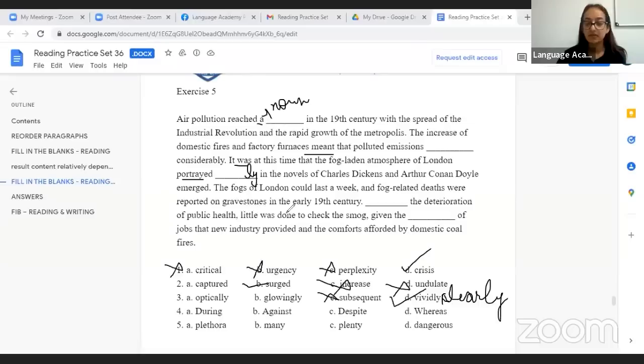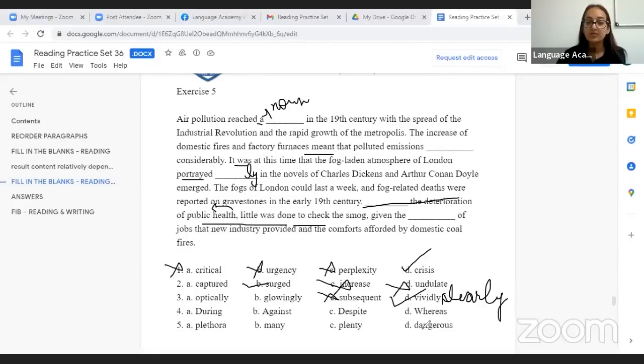Then they say the fogs of London could last a week, and fog-related deaths were reported on gravestones in the early 19th century. Dash the deterioration of public health. Little was done to check the smog. So there are two parts in this sentence with a comma in between. The first part is saying that deterioration of public health means public health was not good. Even then, little was done to check. Still, they did not take any action. So contrasting statements. When we have contrast with a comma in between, we go with although, despite, or even though.